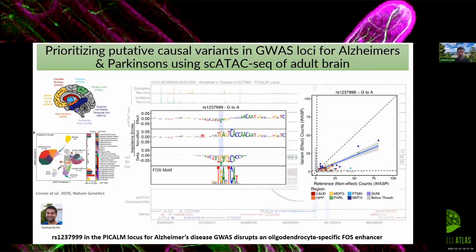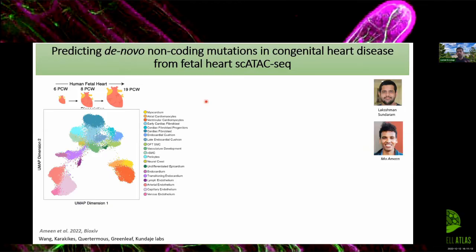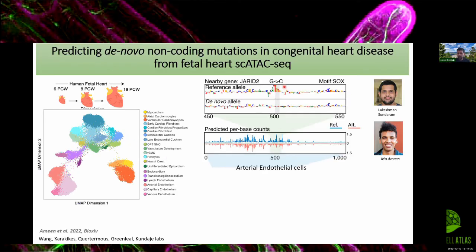We've done similar things for congenital heart disease. So we can even take de novo mutations from rare disease patients. Here we've taken single cell ATAC-seq data from the fetal heart. We've learned cell types. We fit our models to them. And then we can take de novo mutations from patient genomes. We can propagate them through models trained on each of these cell types. And we can home in on predictions like this.